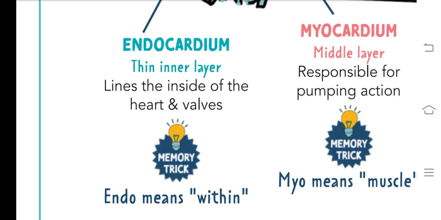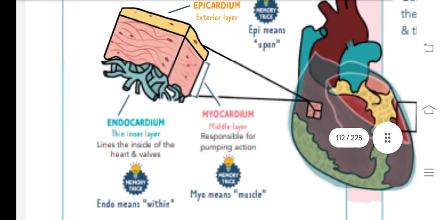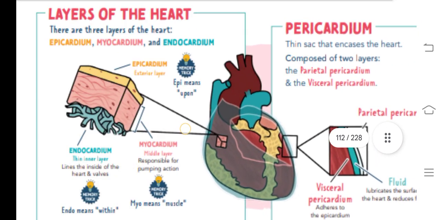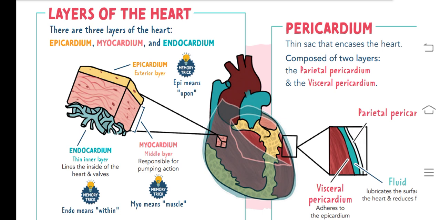So the endocardium lines the inside of the heart and valves. For this, endo means within. So you have to remember that the layer which is within the heart is called endocardium, or the inner layer. Okay, so these were all three layers of the heart which make a whole heart.